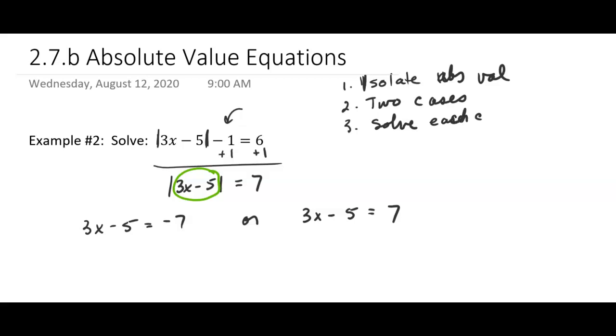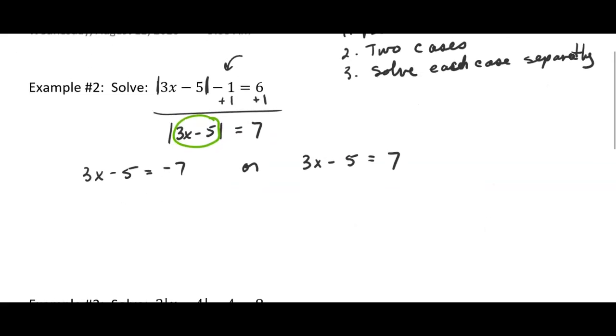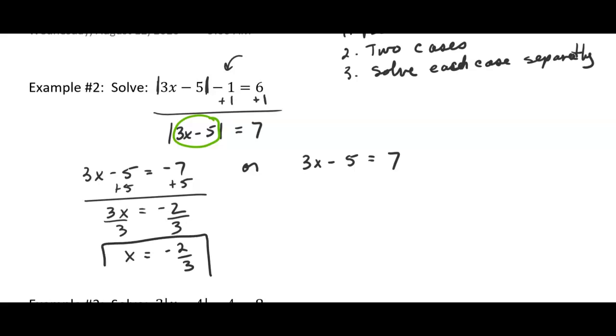That's supposed to say each case separately, because you will get different answers, and sometimes people get confused on that, and then they get the same answer. Okay, I guess you could get the same answer at some point, but anyway, add 5 to both sides. So we're still kind of reviewing our solving equation skills. 3x equals negative 2, divide by 3, and you get x equals negative 2/3. So that's one case. And I'm just going to put a box around it.